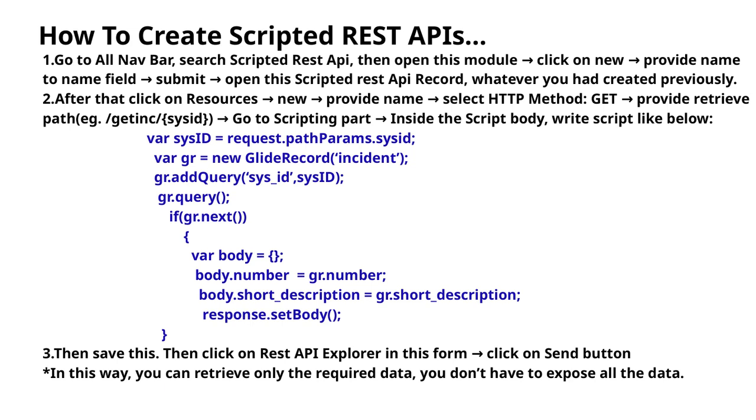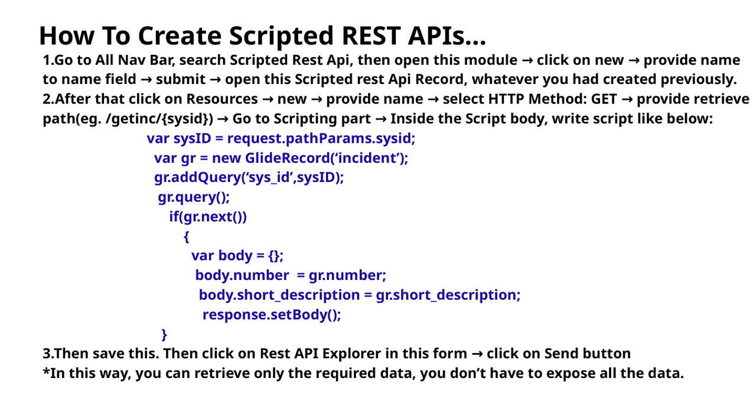Next, head over to the Resources tab, click on New, and give your resource a name. For the HTTP method, select Get since we're retrieving data. Then, specify the relative path, which includes a placeholder for the SysID parameter. Now go to the scripting section. Inside the script body, you'll write a simple script that extracts the SysID from the request's path parameters. Then, you create a GlideRecord object for the incident table. You add a query to match the SysID, run the query, and check if a record is found.